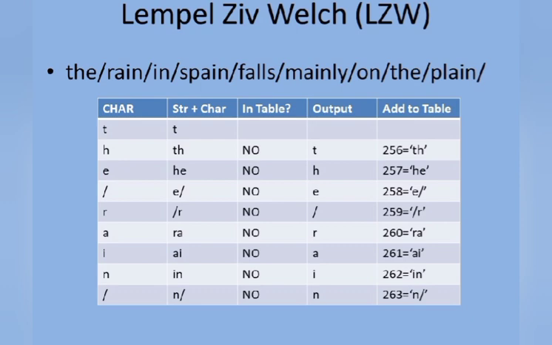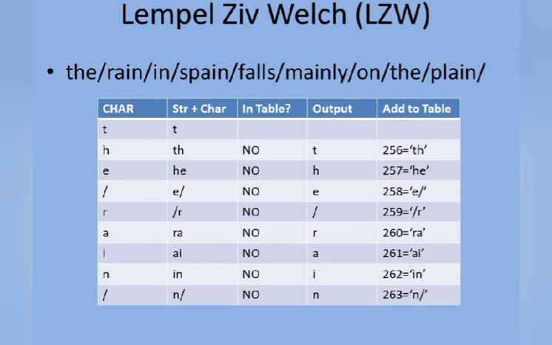So let's see how to process the given string. First, we are going to read the character T. Since it is the first character, we won't be able to form a string using the previous value. So for the first character, there are no entries in the table, nor is there any output or addition to the table, because a small t already exists in the extended ASCII table.